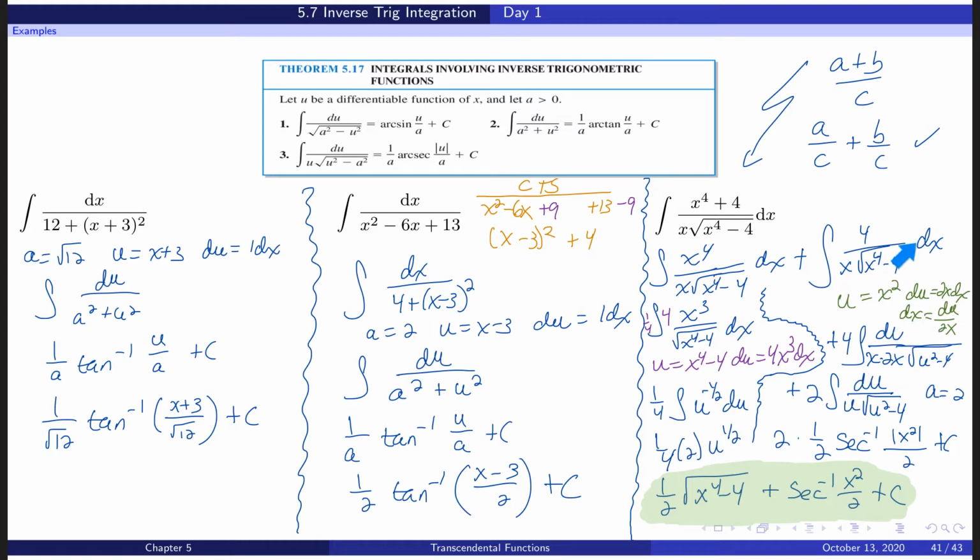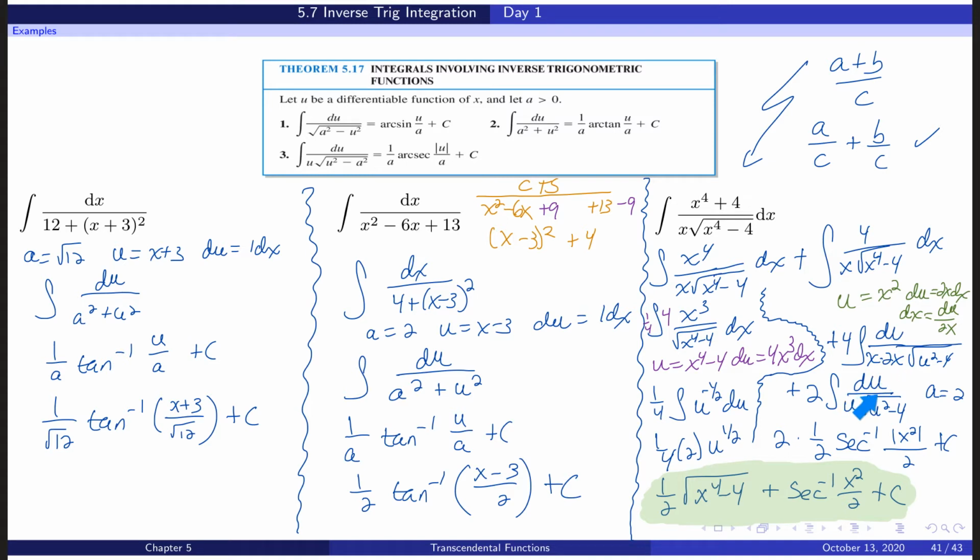So if I take and replace, I'm going to move the 4 to the outside, which I put here. The dx is going to become du over 2x. The x is still there, and I did replace my x to the fourth minus 4 with this underneath the square root. So I've got du and u statements, but now I've got to work with this.